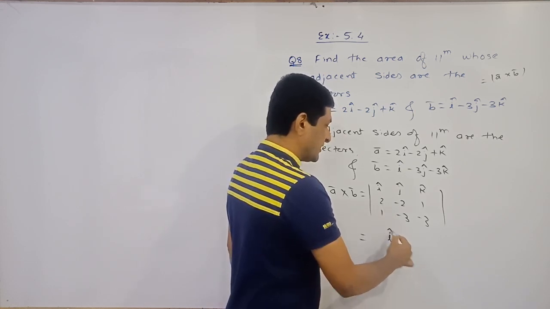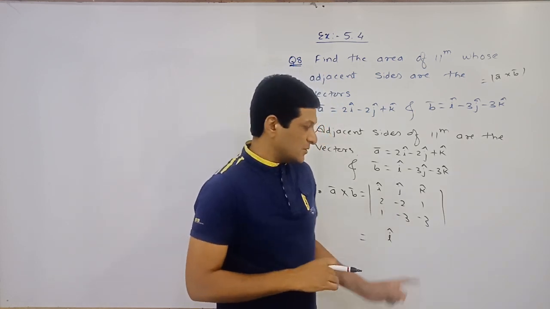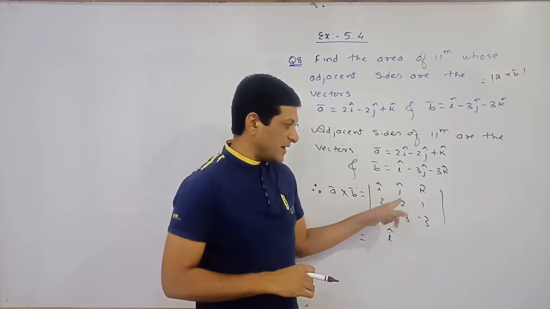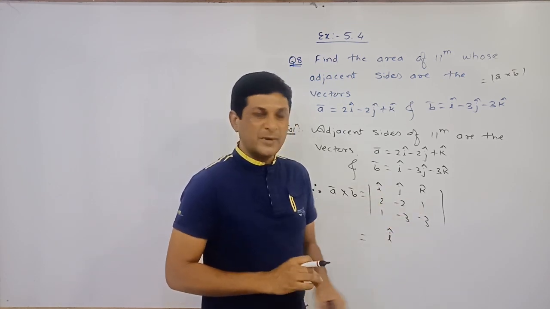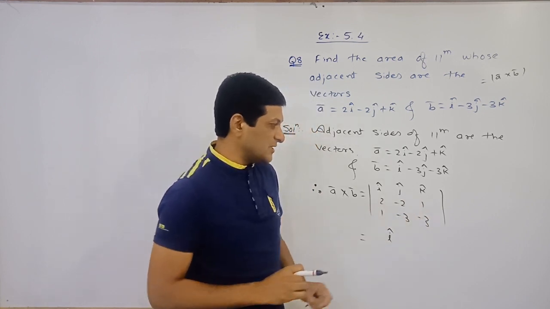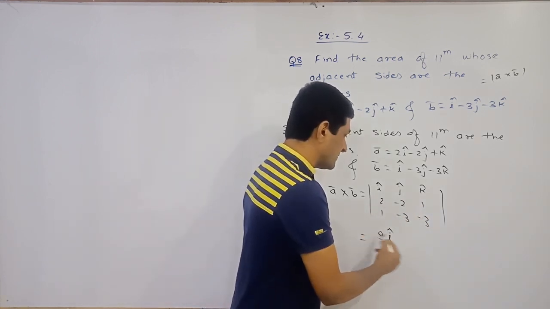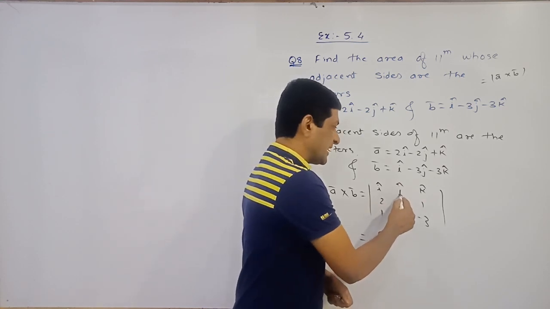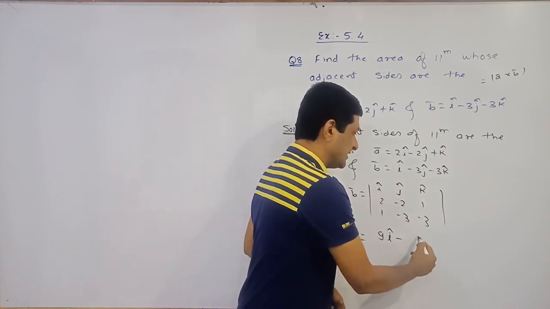First we are trying to find out the coefficient of i cap. So delete this column and find out the determinant of these four elements. So this product is 6. 6 minus minus means plus 3. 6 plus 3 is equal to 9 i cap. So here plus j cap is there, so we are taking here minus j cap.